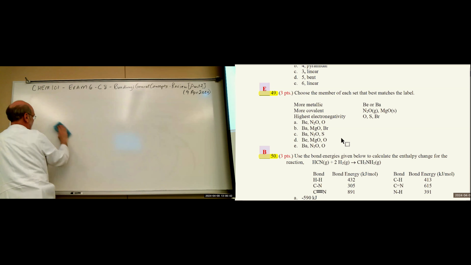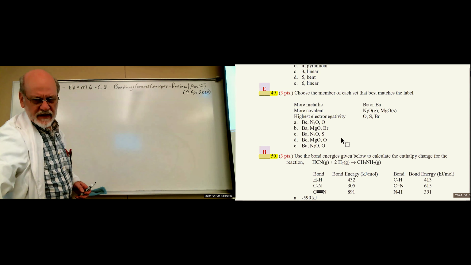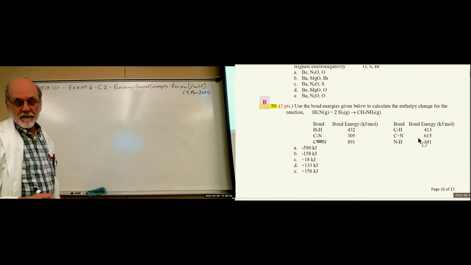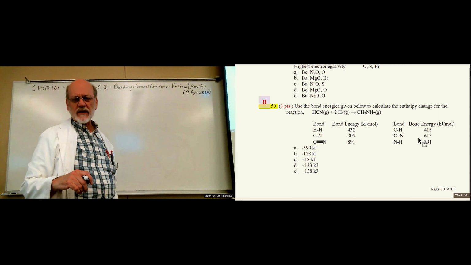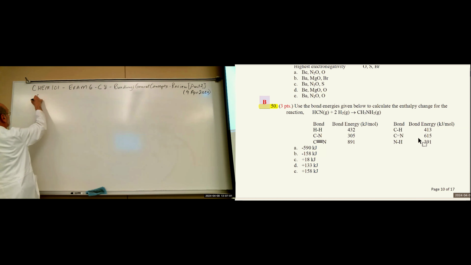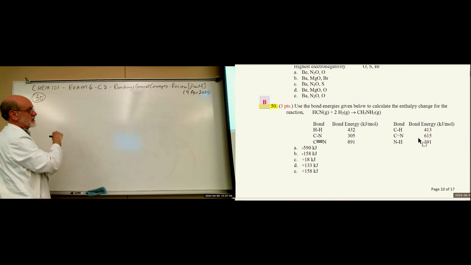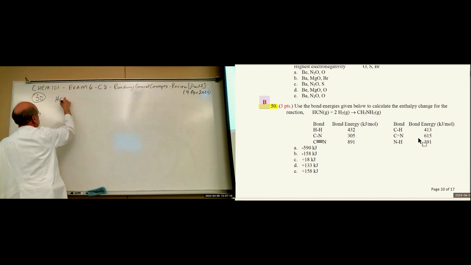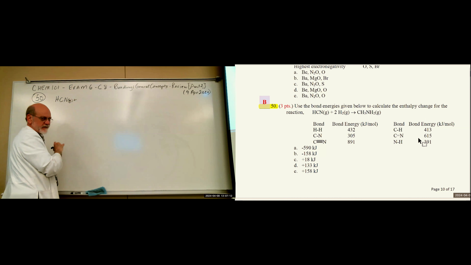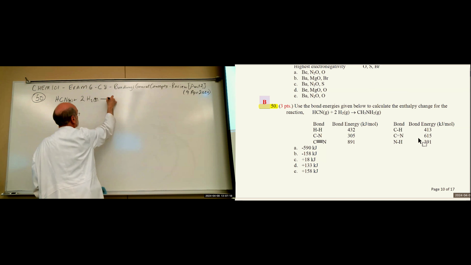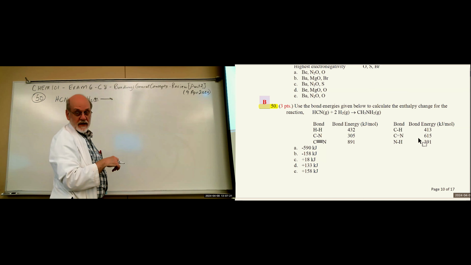Okay. 50. Okay, let me see here. Use the bond energies given below to calculate the enthalpy change for the reaction. Right, so here's our target reaction. I'm thinking Hess's law. HCN plus 2 H2, they even balance it for us, it's nice. And that yields CH3NH2.